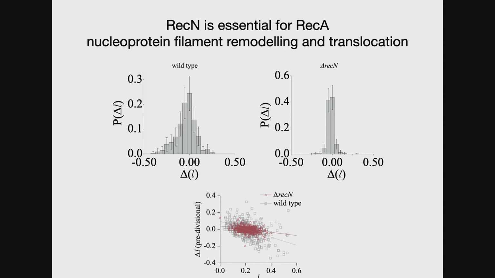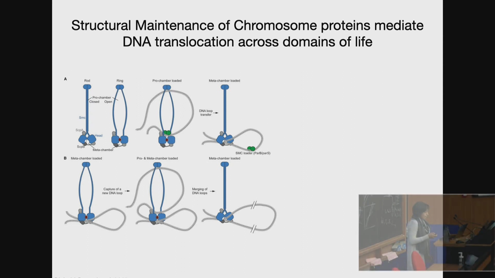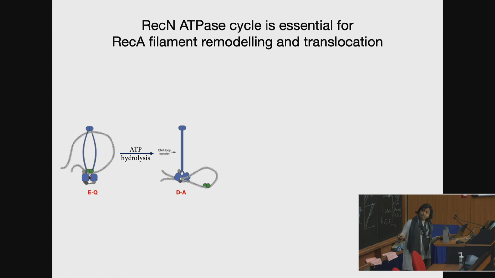We're also able to show that this length variation is driven by the ATPase cycle of RecN. So RecN is part of a family of proteins that encompass the structural maintenance of chromosome class of proteins. These proteins are known to do various activities on the chromosome, including chromosome organization, compaction, loop extrusion, etc. And so what we can do is take these known mutants of SMC proteins that can block ATP hydrolysis or ATP binding and ask then what happens to the activity of RecN.